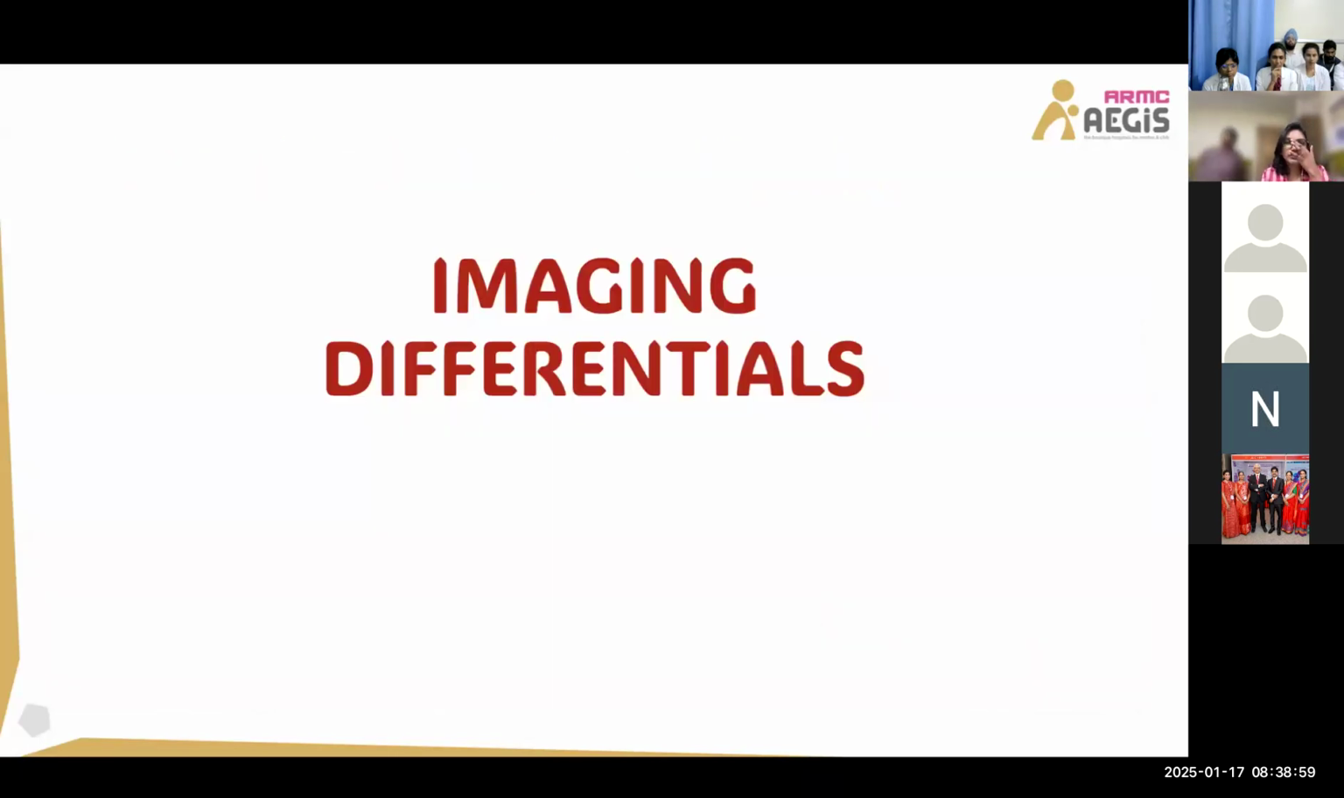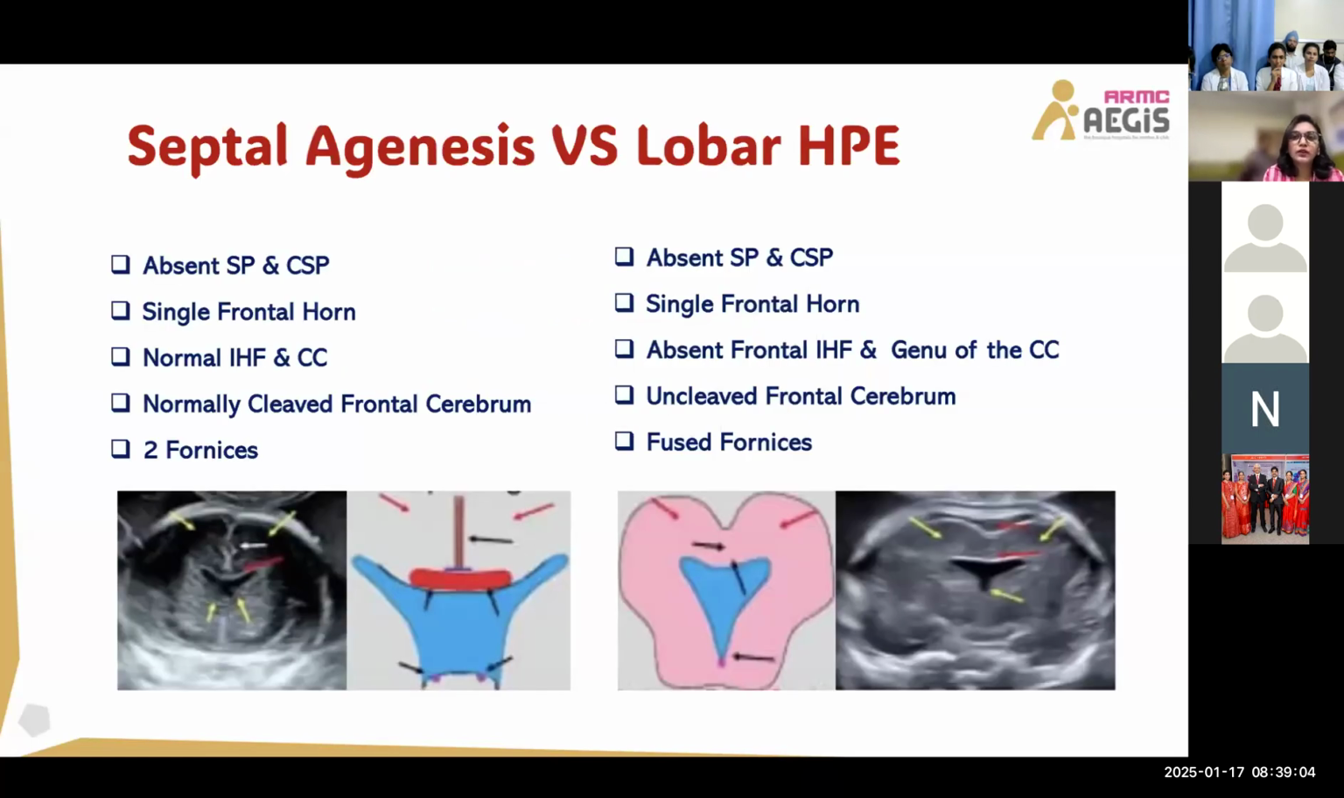So coming to the imaging differentials of septal agenesis. The closest differential would be lobar holoprosencephaly. The commonest points between these two will be absent septum pellucidum and absent CSP along with a single frontal horn. Now we have to apply the basics of embryology. As we discussed earlier, in lobar holoprosencephaly, the defect occurs in the cleavage stage.